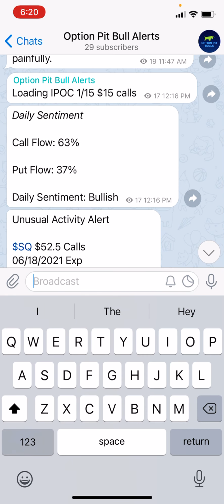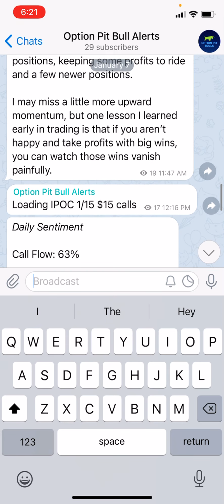These daily sentiment alerts just tell you what people are buying in the market, so how the overall market sentiment is. You'll see, I think this was yesterday, on Thursday, that overall about 63% of options were calls and 37% were puts, meaning that the market is bullish.